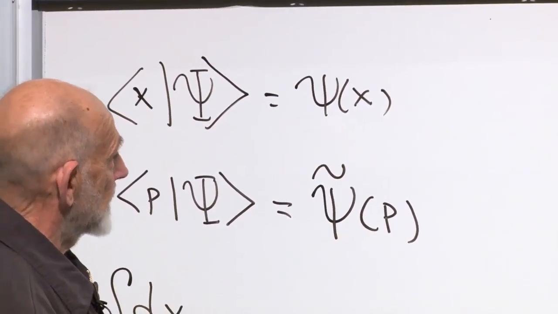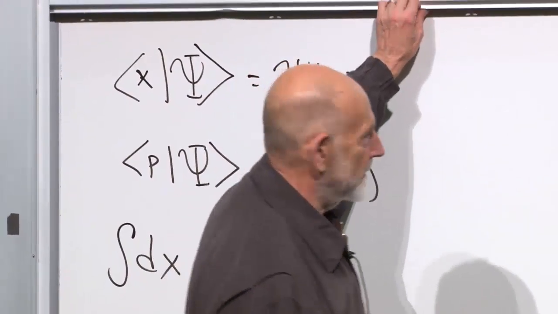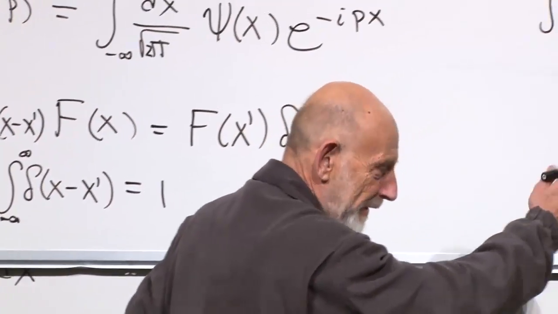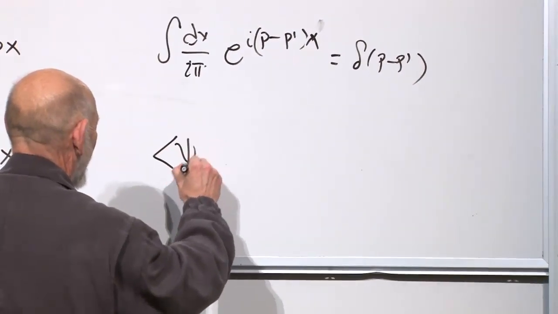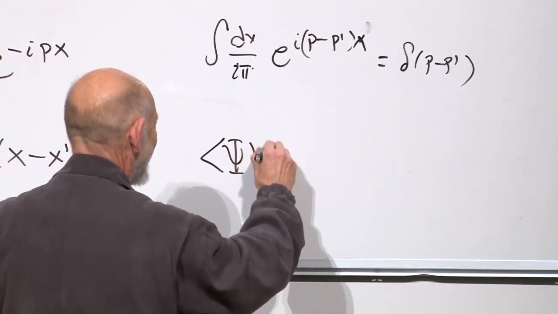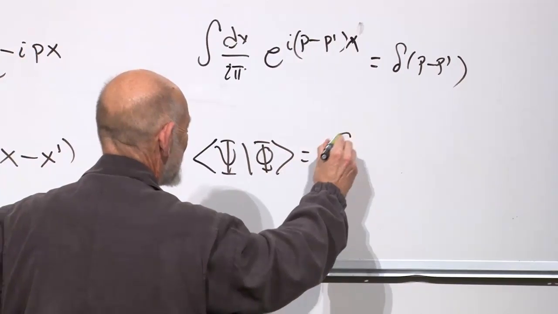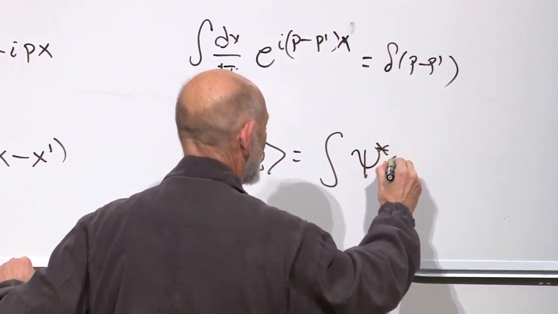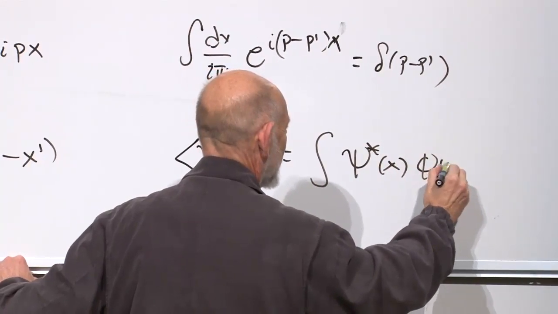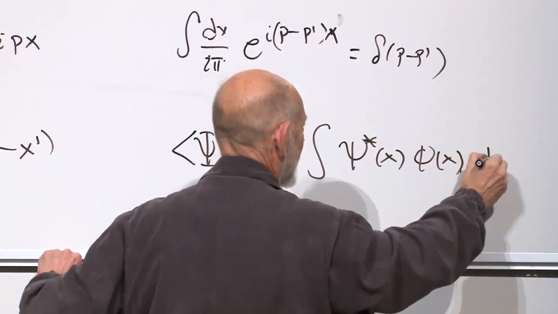I think I've lost it. No, I don't mean, yeah. Only the equation. What was it? Psi phi equals the integral of psi star of x phi of x dx.